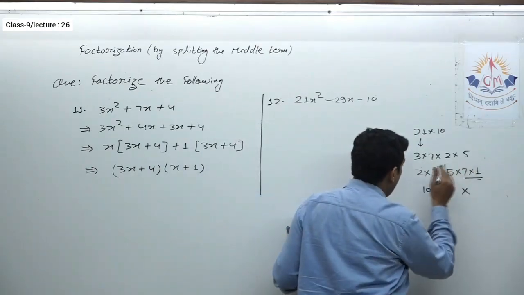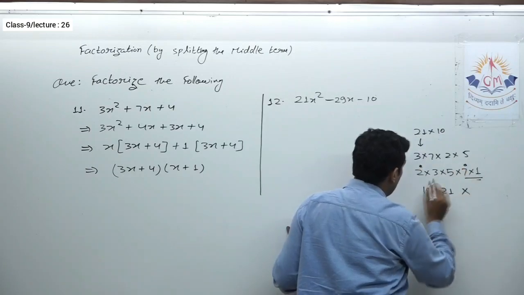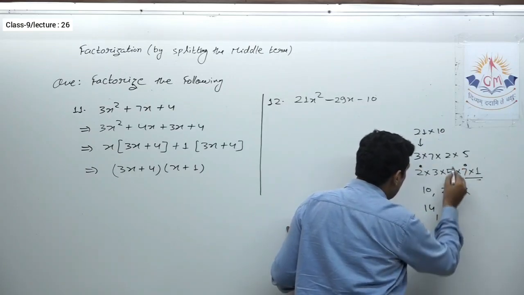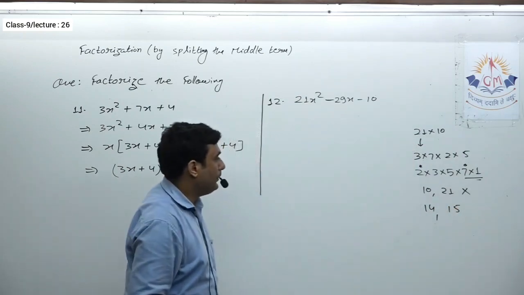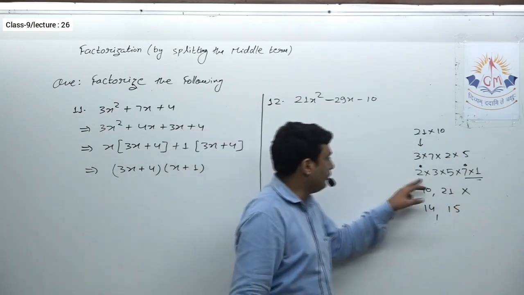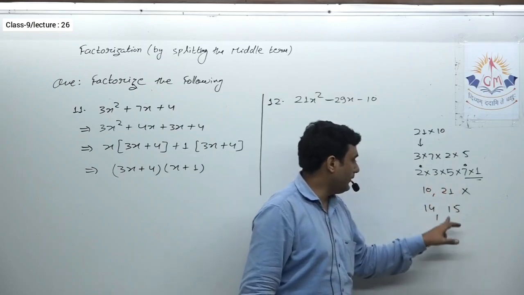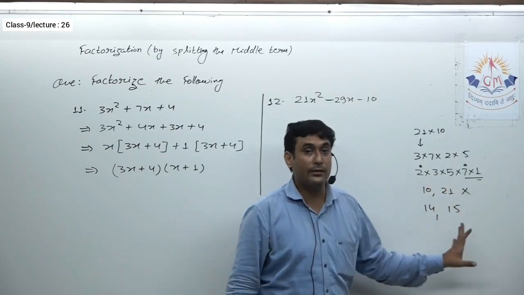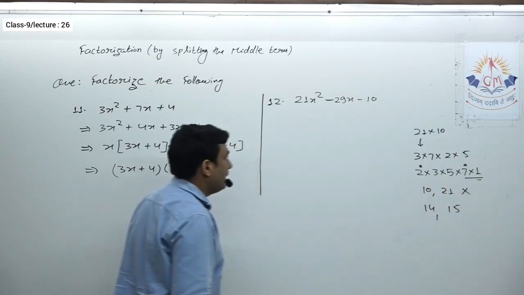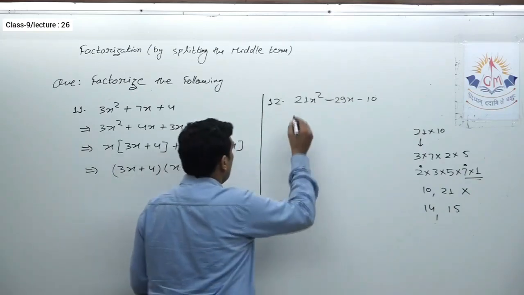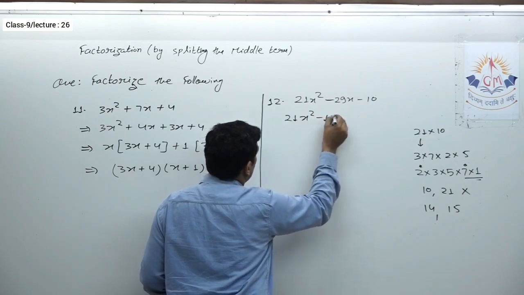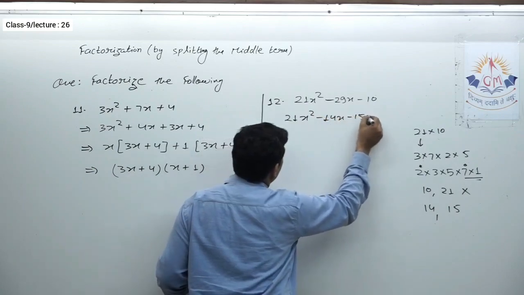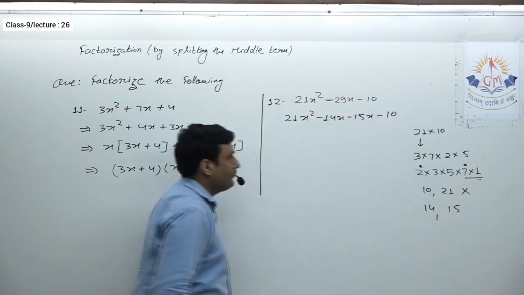Now if I take this one and the last one together, that is 14 and 3 and 5. So yes, 14 plus 15, isn't it? 2 into 7 is 14, 3 into 5 is 15, 14 and 15 is 29, isn't it? Their sum gives you 29. So here I write 21x square minus 14x minus 15x minus 10.